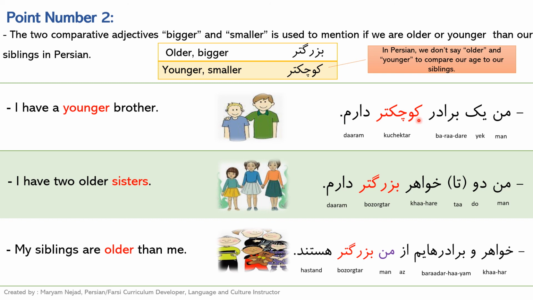And کوچکتر, a little bit more informal, is کوچیکتر. Or if I want to say I have two older sisters, then I need to say من دو or دوتا خواهر بزرگتر دارم. So it's like I need to say I have two bigger sisters. Or if I want to say my siblings are older than me, خواهر و برادرهایم, this is the word for siblings, از من بزرگتر هستند. So I have to say my siblings are bigger than me.